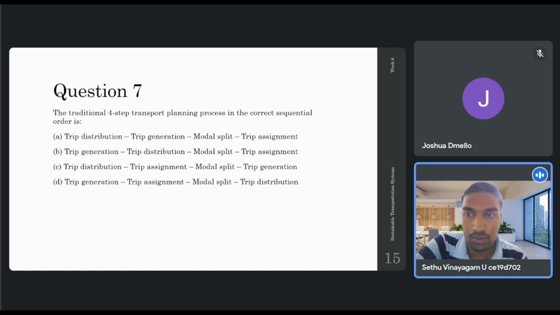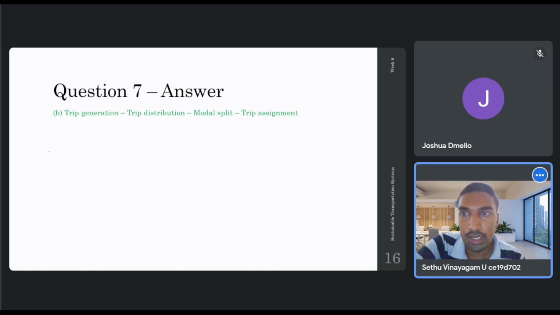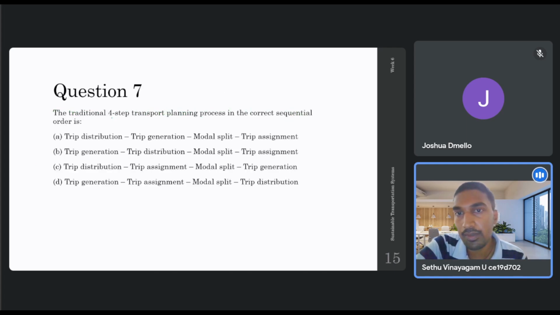So we have one vote for option B. So the right answer is also option B. Right, so it is trip generation, distribution, modal split, and trip assignment. This four-step planning process was covered in the fifth lecture of week 6, right? That's where we were introduced to it. The four steps, as we can see, are generation, distribution, modal split, and trip assignment. And this is also the right sequence. This has to be done in the correct sequence, right?